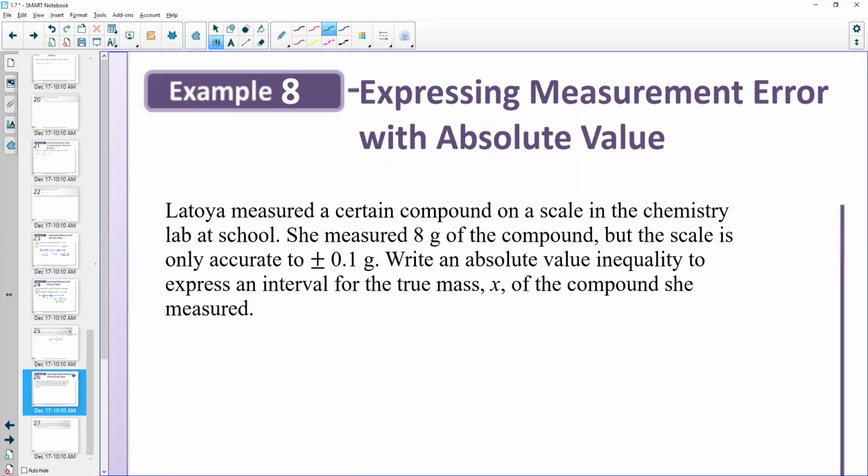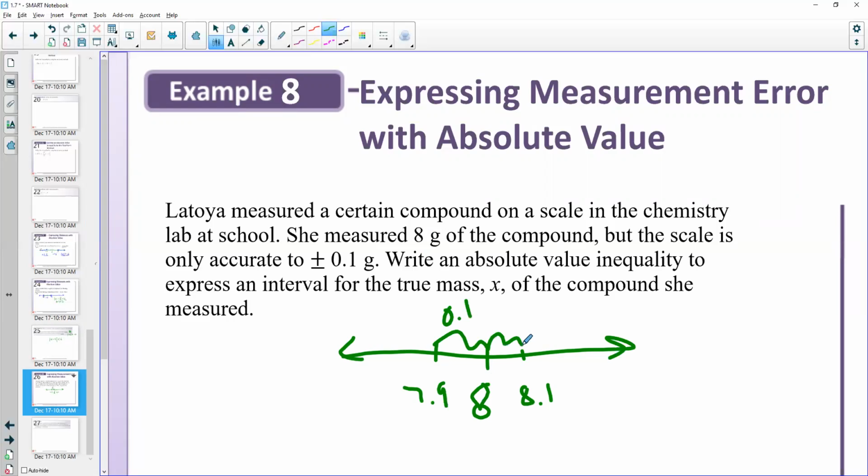All right, now let's use it for something. Latoya measured a certain compound on a scale in chem lab. She measured 8 grams, but the scale is only accurate to 1/10 of a gram. Write an absolute value inequality to express the interval for the true mass x of the compound she measured. Well, she measured something to be 8, right? And she could be off by 1/10 in either direction. So it could be 8.1, it could be 7.9, right? So the distance here is 1/10. The distance here is 1/10, right?